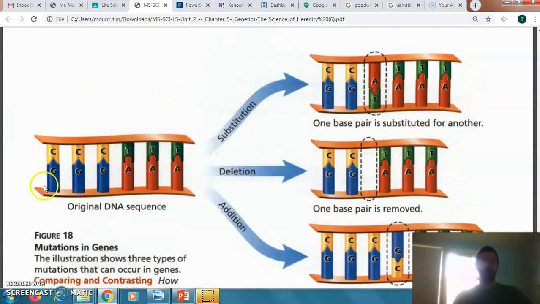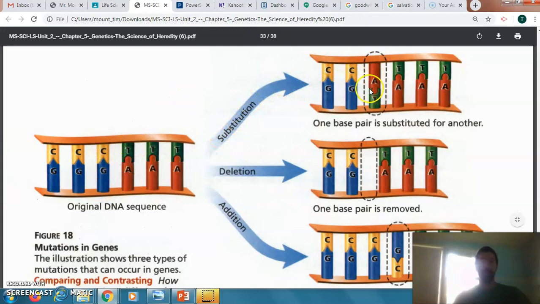So this is the original DNA sequence here. You see all of them matching up properly, G with C, A with T, and they're having these combinations. But substitution, meaning you have a pair that is originally how it's supposed to be here, but for some reason it was substituted in, like a substitute teacher, right? You normally have this combination here, that's what it usually is, but then some other one comes in, like a substitute teacher, and it's substituted in, not how it's normally supposed to be.